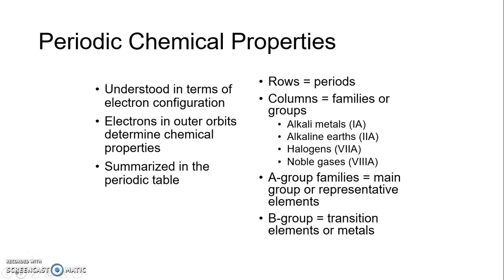Now, the rows in a periodic table are what we call periods. The columns are family groups separated by alkali metals, alkaline earths, halogens, noble gases, and others as well. And then we have A group families and B groups. The A group family being the main group of representative elements, and B groups would be transition elements or metals. All of that you can see more in your textbook.